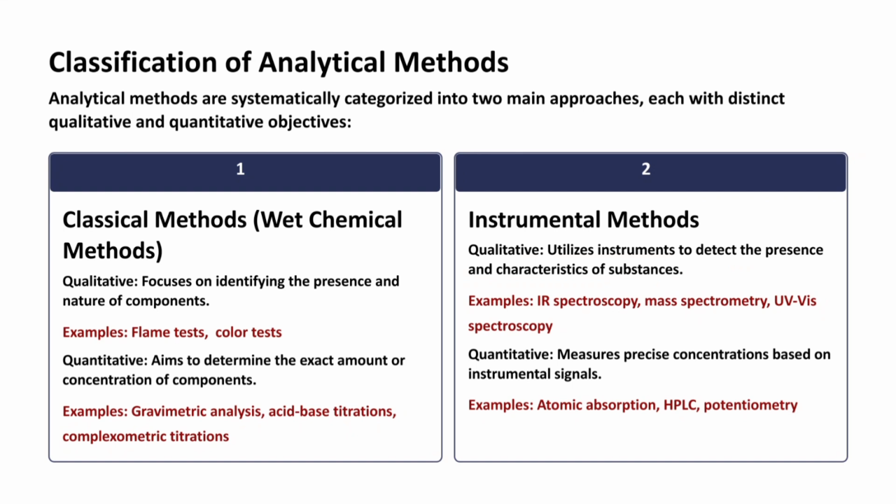In instrumental methods, the instrument is utilized to detect the presence and characteristics of a substance. Examples: IR, mass spectrometry, UV visible spectrometry. In quantitative, they measure the precise concentration based on instrumental signals. Examples: atomic absorption, HPLC, potentiometry. In classical methods, no high-end instrument is used for the method and identification.